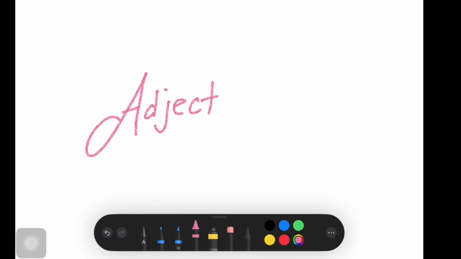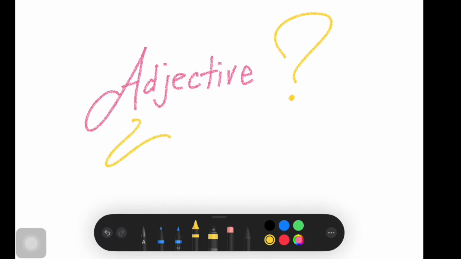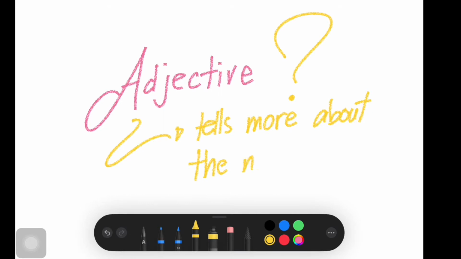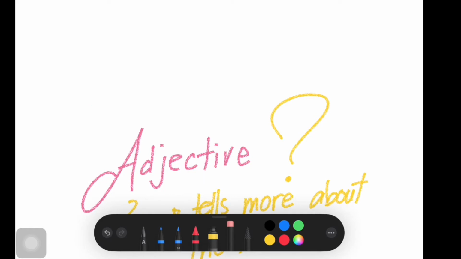So what is an adjective? That's another big question mark, right? Well, an adjective tells you more about a noun. And I call it simply, they describe the noun. Alright? They give you more idea about the noun. An adjective also answers the question, which one?